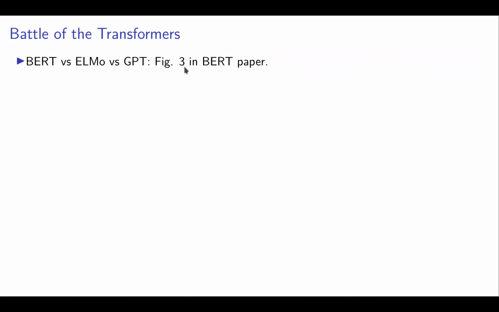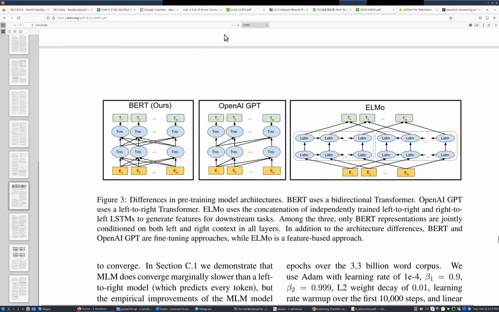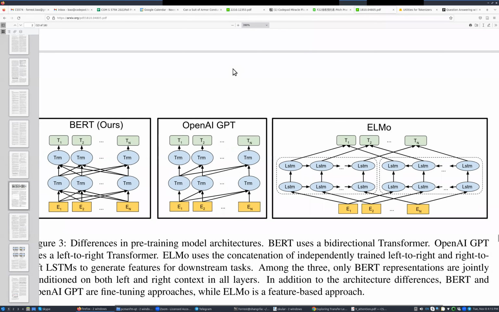I want to go to figure 3 in the BERT paper. So let's go to the paper. Okay, here we go. This is figure 3 in BERT's paper. Obviously, you can see that BERT is not the first, right? Otherwise, the authors wouldn't be able to compare the architecture of GPT and Elmo. Elmo, GPT, and BERT all leverage the attention mechanism. The difference is, as you can see from these pictures, if you compare the BERT picture and the OpenAI GPT picture, you can see a difference. The difference is in the arrows.